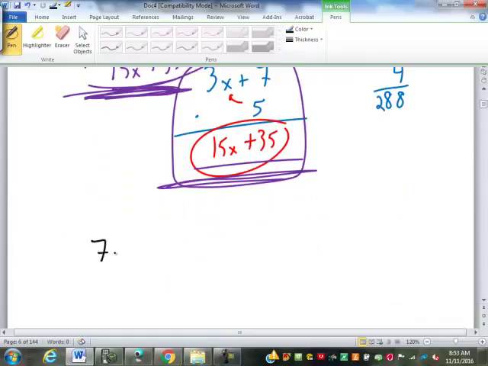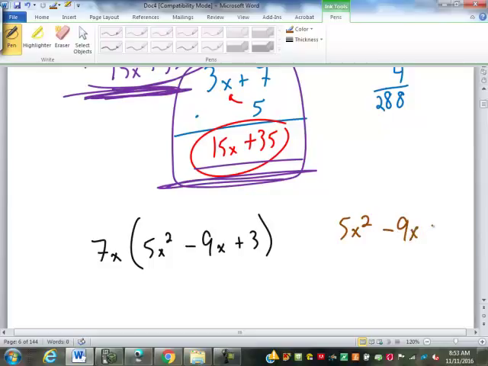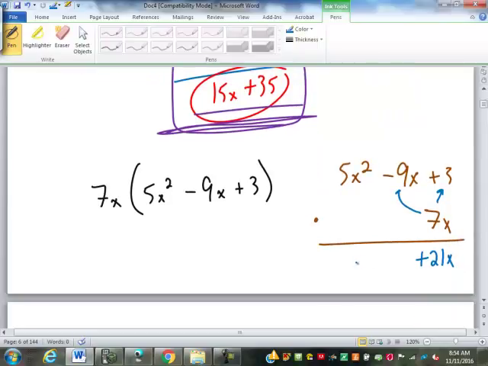So let's say I have 7x times 5x squared minus 9x plus 3. I'm going to do it out the long way first. 5x squared minus 9x plus 3 times 7x. Notice when I'm multiplying, I don't have to line up place values or anything like that. 7x times positive 3, positive 21x. 7x times negative 9x, negative 63x squared. 7x times positive 5x squared, 35x to the third. Very good. 7 times 5 is 35. X times x squared is x to the third.